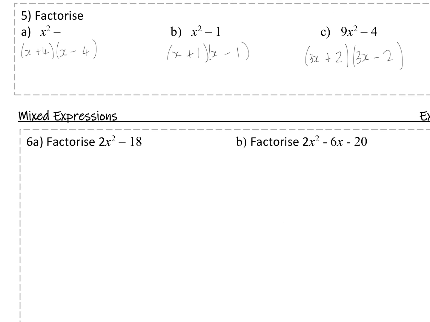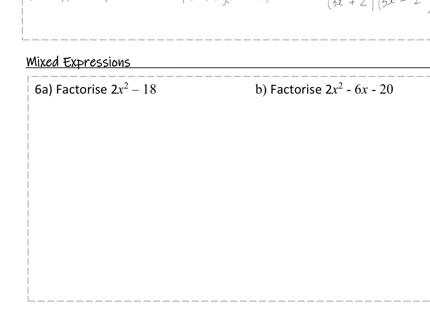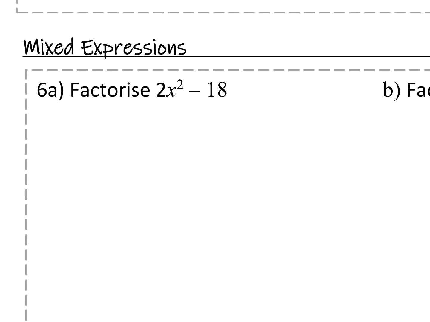Two harder expressions to factorise to finish off. And here, if you try to factorise, you'll have trouble using double brackets straight away. But the first thing you should be thinking about always is there a common factor? And you can spot here there's 2 as a common factor. So bring the 2 out. That will give you x squared minus 9.